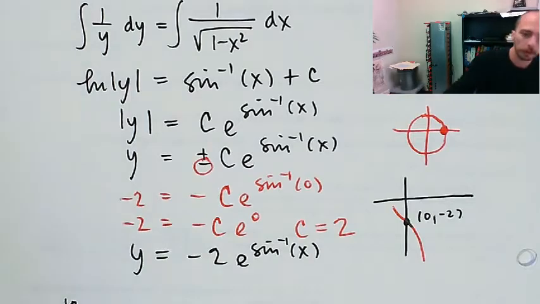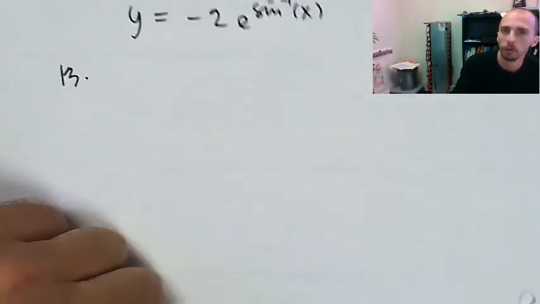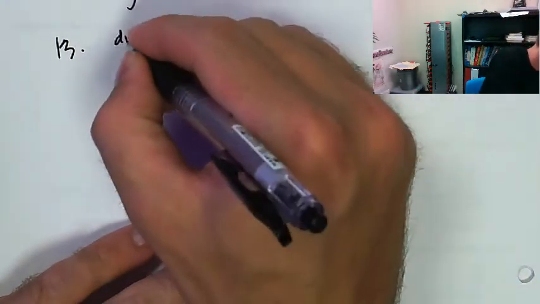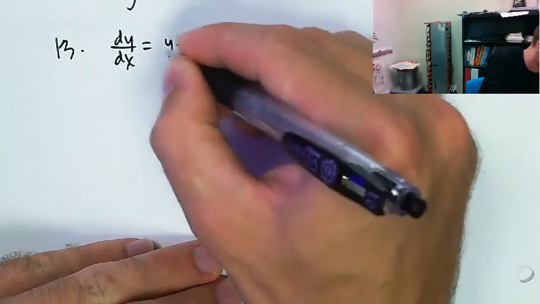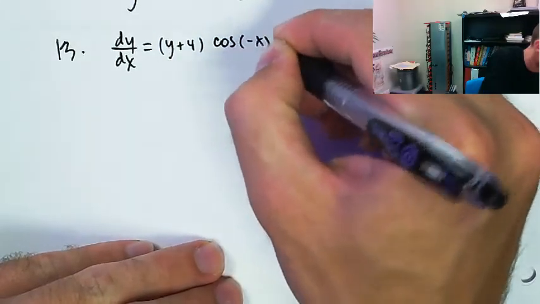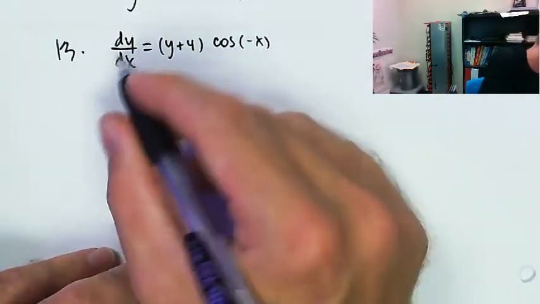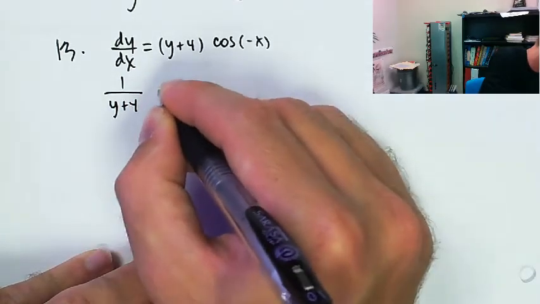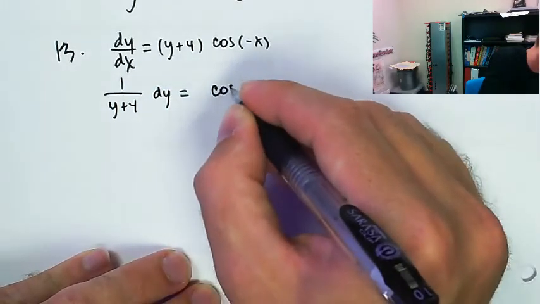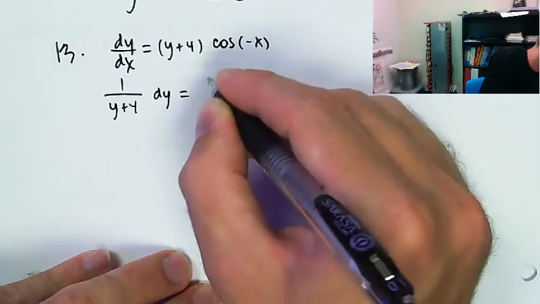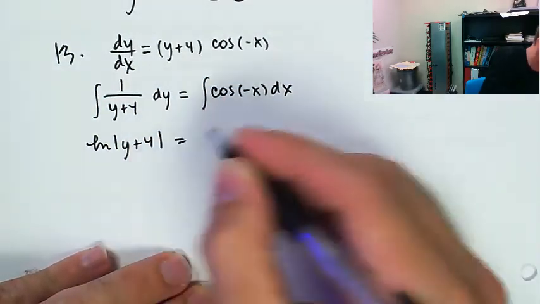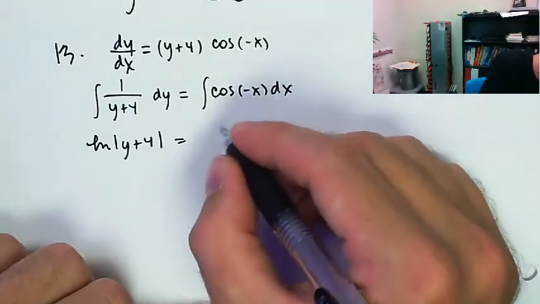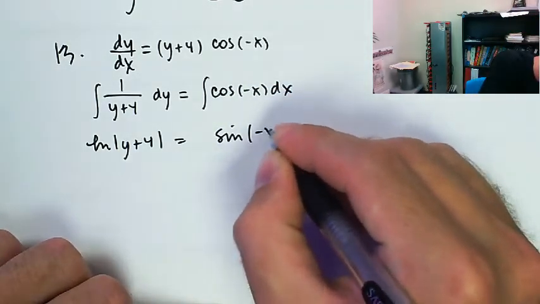Okay, so the last one is number 13, which, okay, it's got a little chain rule in it, I like that. dy/dx equals (y plus 4) multiplied by cosine of negative x. Okay, so divide both sides by y plus 4, multiply both sides by dx, and I'll get natural log of the absolute value of y plus 4 equals, okay, an antiderivative for cosine is sine, leave the inside the same.